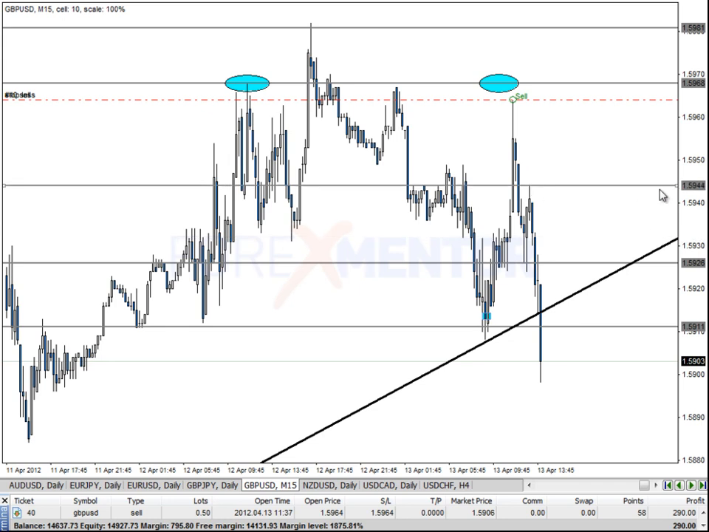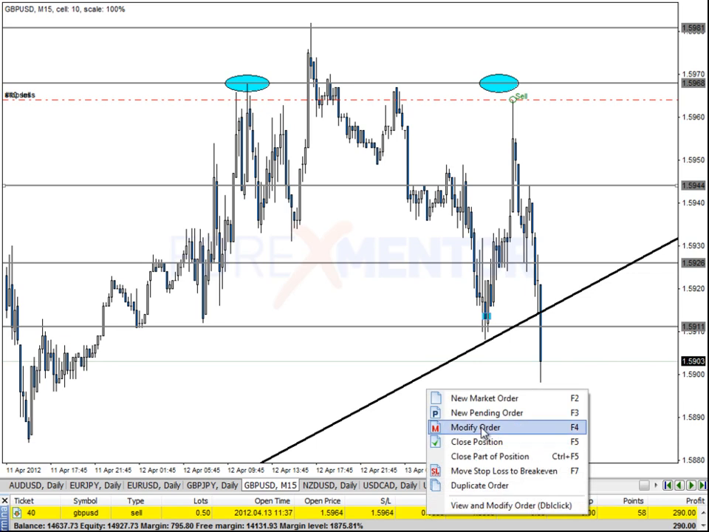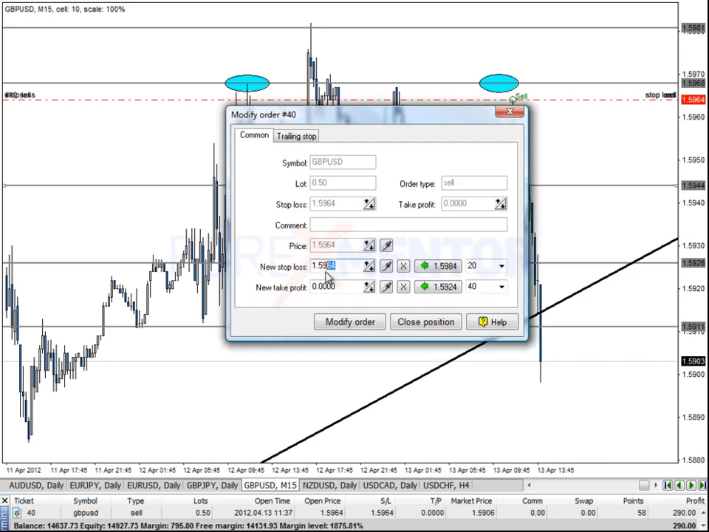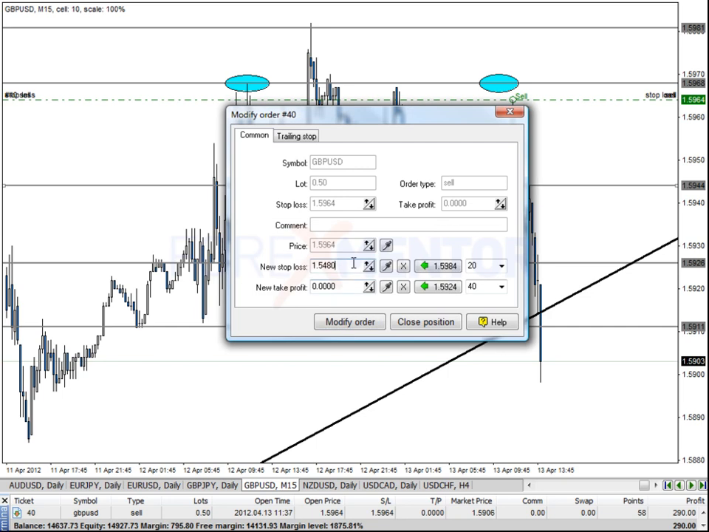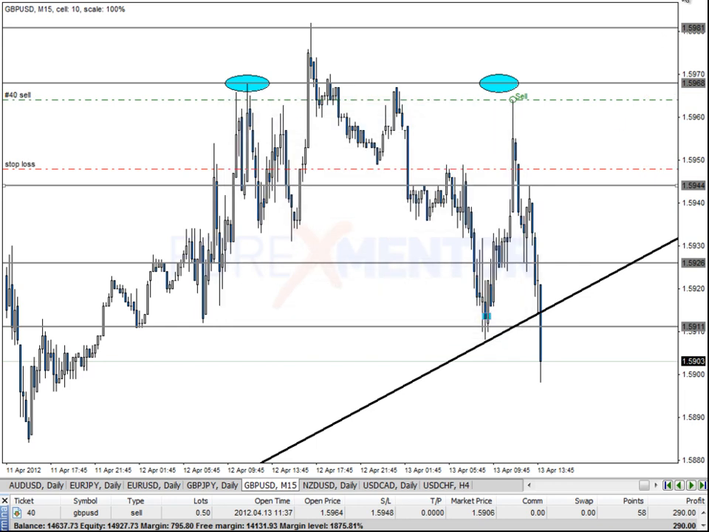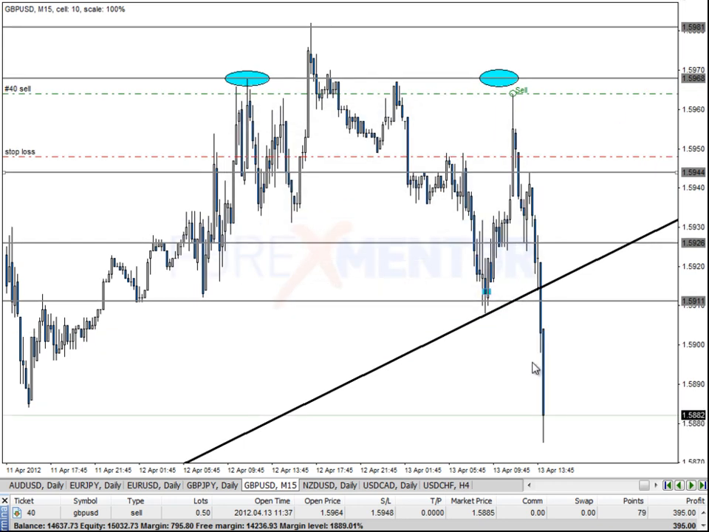Okay, so stop above 59. Let's make it 47. Actually, let's make it 48. 59.48. Lock some profits in. Remember, I want to take the spread into account. Sorry, 59.48. Okay, we just follow price down. Nice release down here.